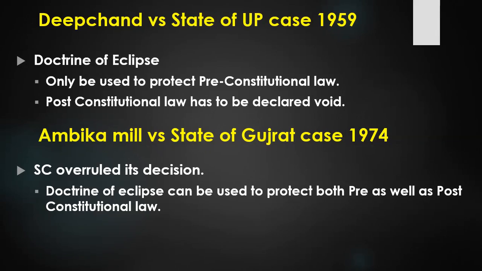Now friends, then comes the Ambika Mill versus State of Gujarat case, 1974. In this case the Supreme Court overruled its earlier decision, and said that the doctrine of eclipse can be used to protect pre-constitutional laws, which means laws made before the commencement of the constitution, and it can also be used to protect good post-constitutional laws, which means laws made after the commencement of the constitution.